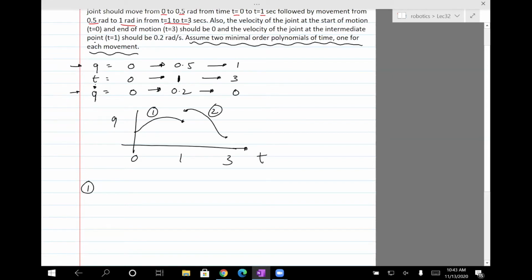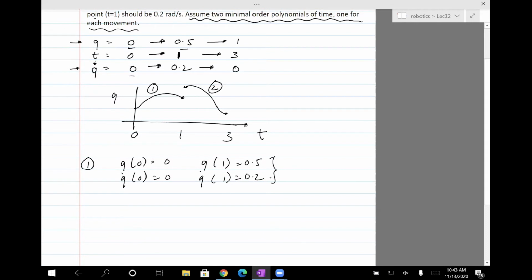So for curve 1, which is the curve from 0 to 1, we have q0 equals 0, q1 equals 0.5. So we are given these two things. We are also given that q dot at 0 is 0, and q dot at 1 is 0.2. So we have four conditions, which means that we need a third order polynomial.